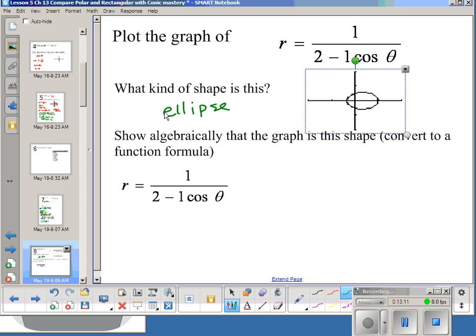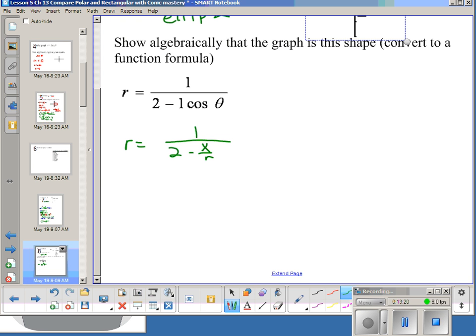All right. Similar method here. r equals 1 over 2 minus cosine theta, where cosine theta is x over r. I'm going to multiply that up on both sides, right? 2 minus x over r here, 2 minus x over r there. This is going to cancel. And I get 2r minus x is 1. I'm going to add my x over.